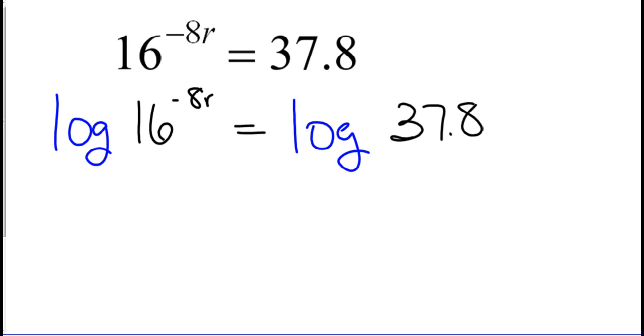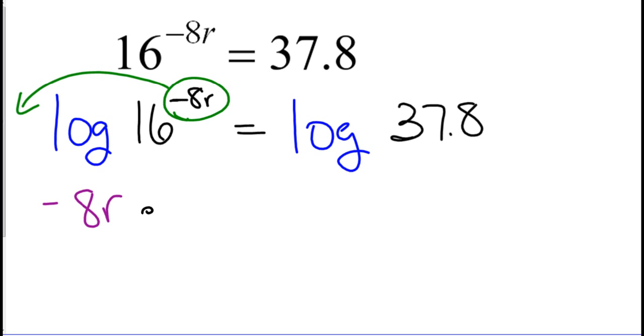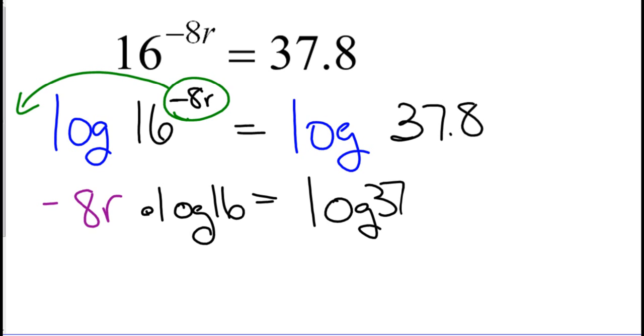My to these and my ofs are just totally off right now, guys. Sorry about that. Okay, when we take the log of both sides, remember the whole point of this is to try to get that variable that's in the exponent out front. And that's what taking the log of both sides will do, because logarithms and exponents are inverses of each other. So I now have a negative 8r out front times log base 10 of 16 equals log base 10 of 37.8.